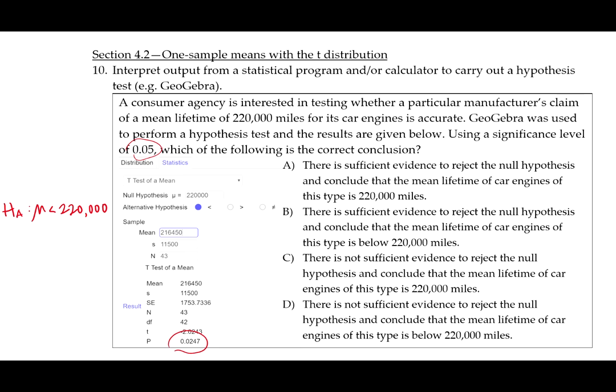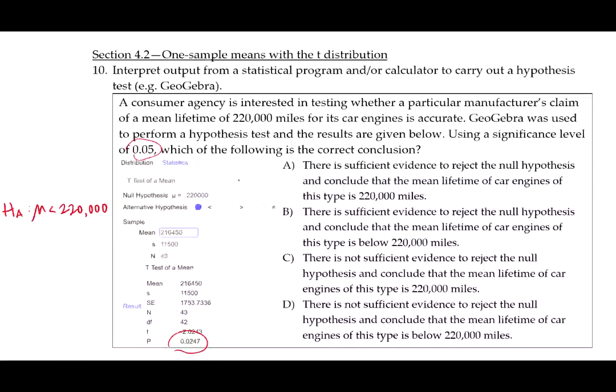A says there's sufficient evidence to reject the null hypothesis and conclude that the mean lifetime of car engines of this type is 220,000 miles. That's saying that there's sufficient evidence to conclude that the null hypothesis is true, which is never a correct conclusion. We're always determining whether or not there's sufficient evidence to conclude that the alternative hypothesis is true. When we're talking about the null hypothesis, we're stating whether or not we reject or fail to reject it.